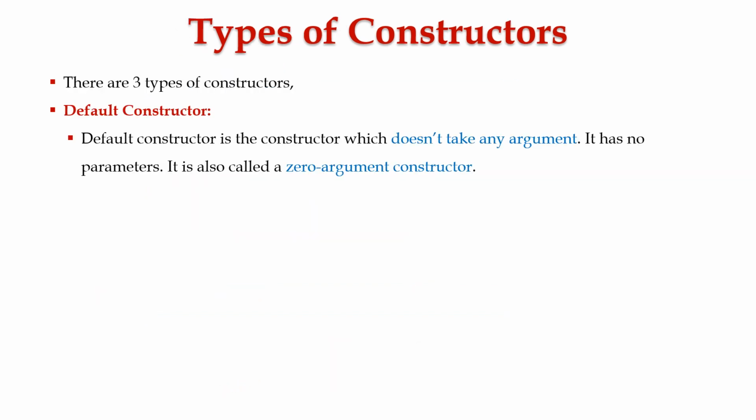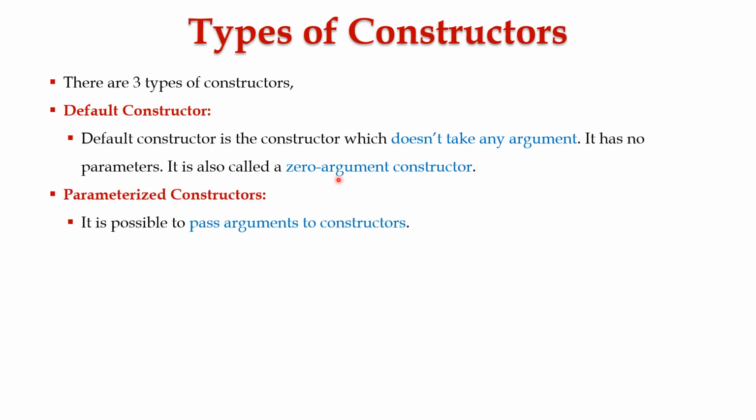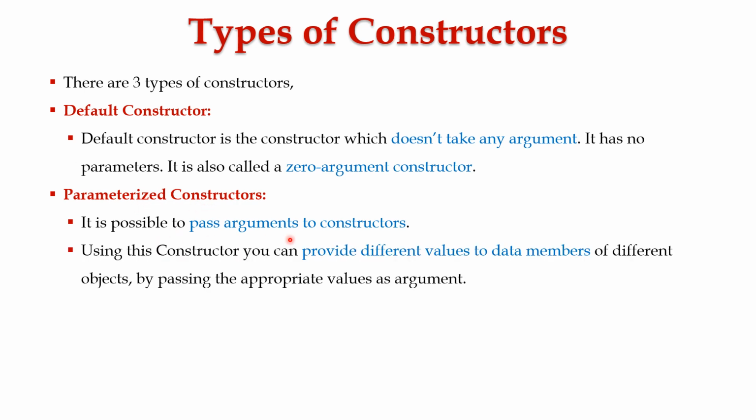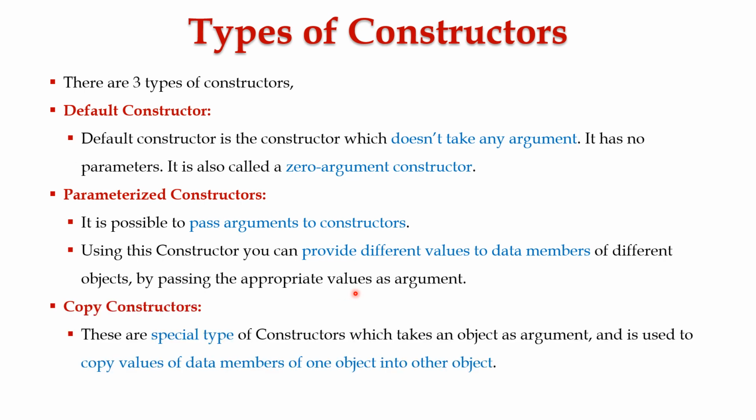There are three types of constructors. The first type is default constructor. It does not take any argument, and it is also called zero argument constructor. The next type is parameterized constructor. It is possible to pass arguments to constructors. So using this constructor, you can provide different values to data members of different objects by passing the appropriate values as arguments.